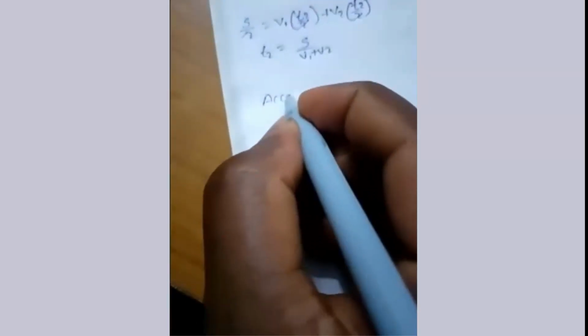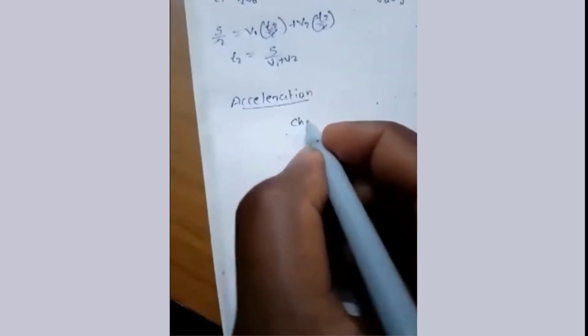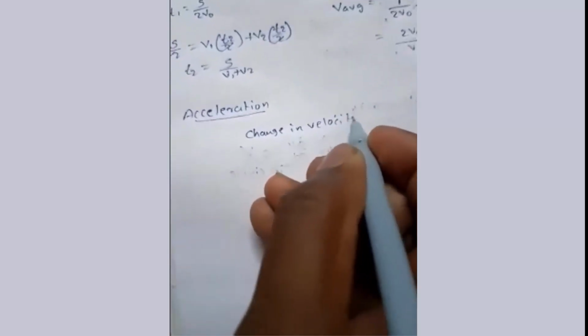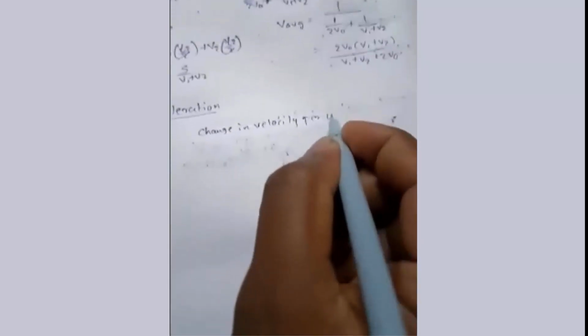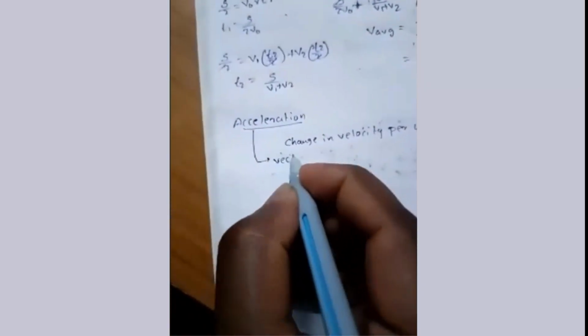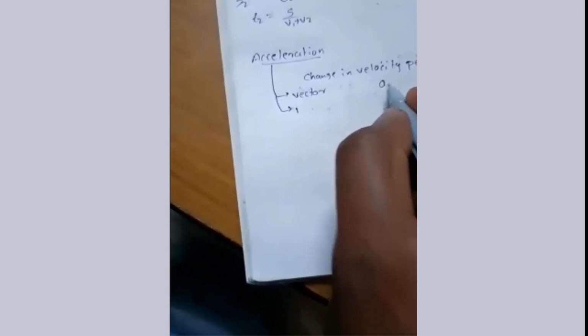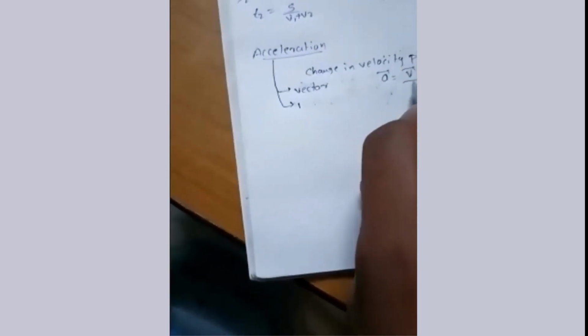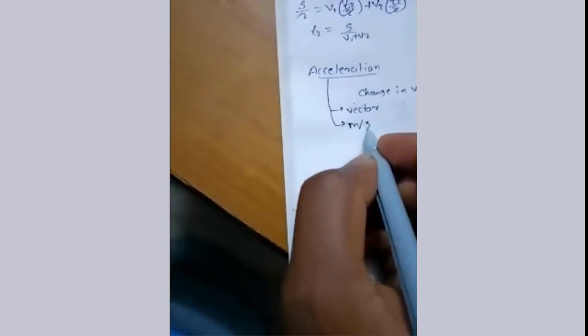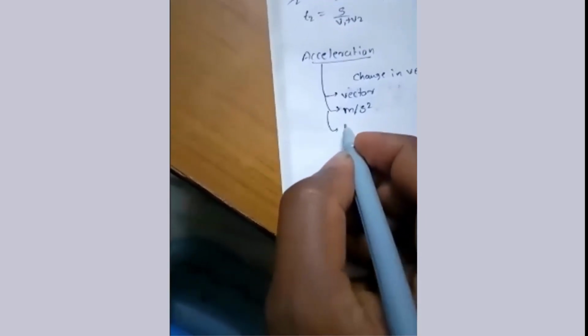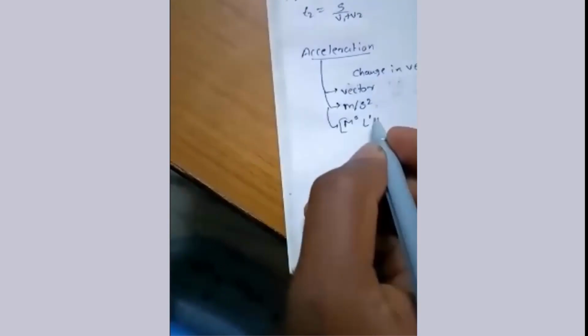Now, let us come to the final parameter, acceleration. Acceleration is defined as change in velocity per unit time. It is a vector quantity, depends on both magnitude and direction. Acceleration a bar is equal to change in v bar by t. Its units will be meter per second square. So the dimensional formula comes m power 0, l power 1, t power minus 2.